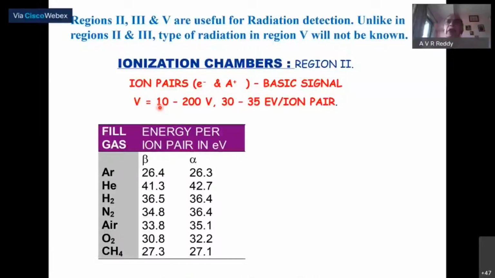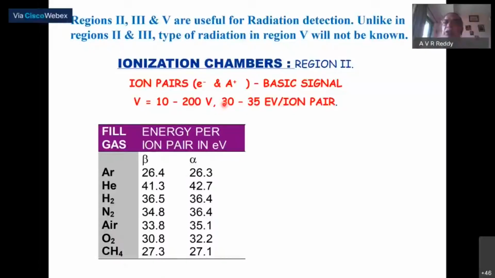As far as the metallic part is concerned, it is a container only. The basic signal is a pair of electrons and positive ions, but the electron is measured. Now, voltage: depending on the geometry, the electric field is important. The applied voltage gives a particular electric field depending on the distance between the 2 electrodes and the thickness of the anode wire. So this E should be small e. 10 to 200 volts, depending on the configuration, one can use. In our laboratory where I work, it used to be 100 volts, depending on the energy.